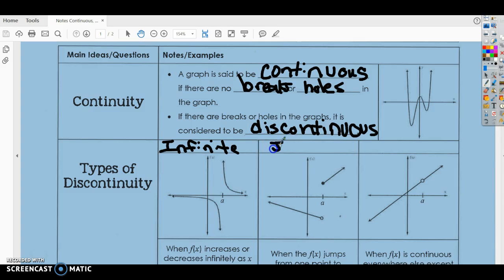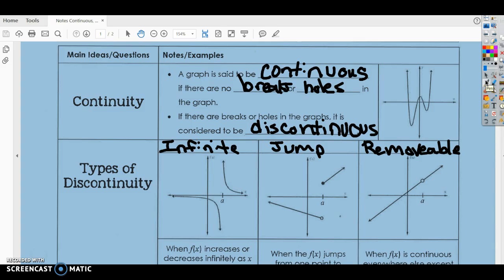The next one is called a jump. And a jump is when you have a piece of the function and then you literally pick up your pencil and jump to a new part of the function. And then the last one is removable. And that's when f of x is continuous everywhere except for the hole. So you can tell this is continuous. There's an open circle there, and so that's a hole, and so that is a removable thing.